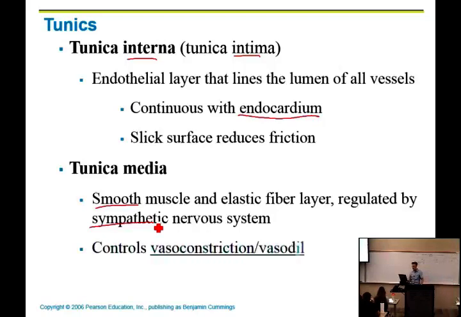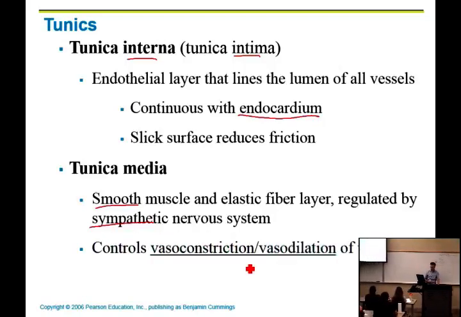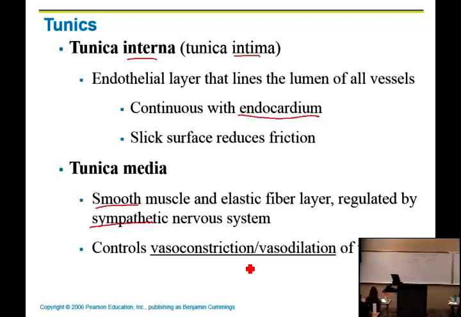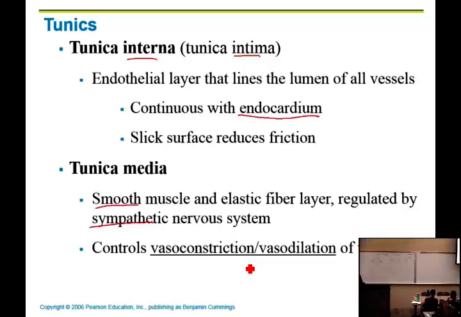So tunica media, like we said, is going to be able to constrict and dilate, and that's going to change the diameter of the blood vessel. We're going to get to that as one of our physiological parts of this chapter, where we're saying, oh, okay, so what's that going to do, right? Think of a hose or a straw where it has a bigger or smaller diameter. It makes a big difference in terms of blood flow and pressure, right?